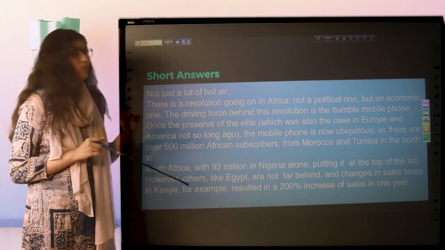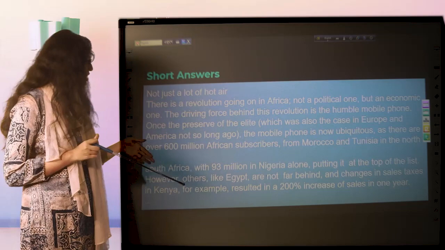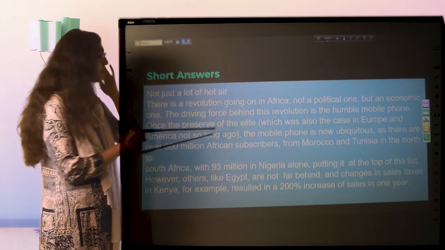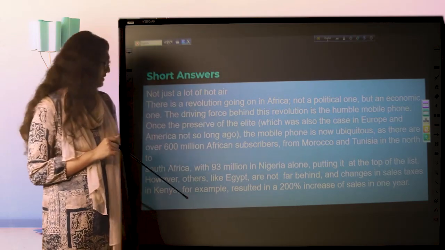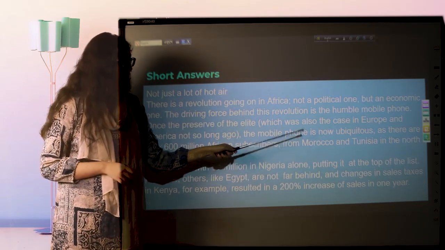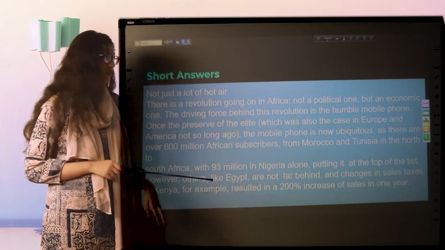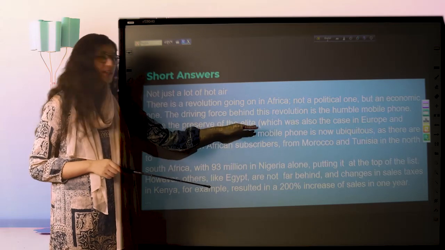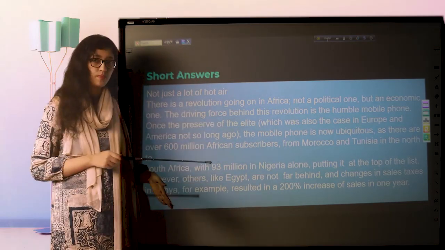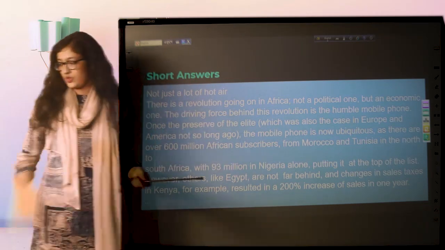Now for the second one, it was about the social class and about mobile phone usage. Over here, you can see it says, once the preserve of the elite, which was also the case in Europe and America not so long ago, the mobile phone is now ubiquitous, as there are over 600 million African subscribers. So here, elite is actually a social class, and they're also talking about mobile phone usage. So this is where we find the second question's answer.